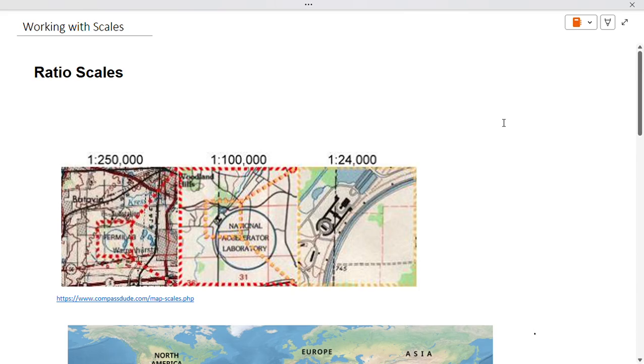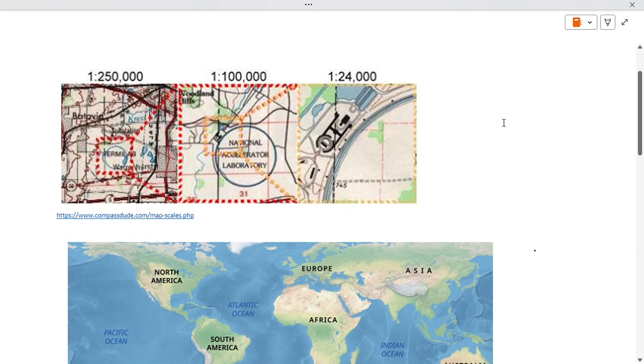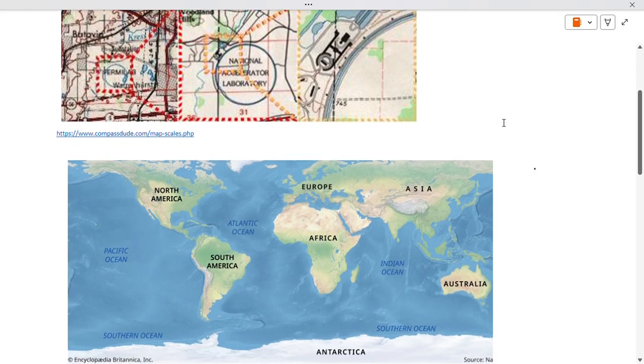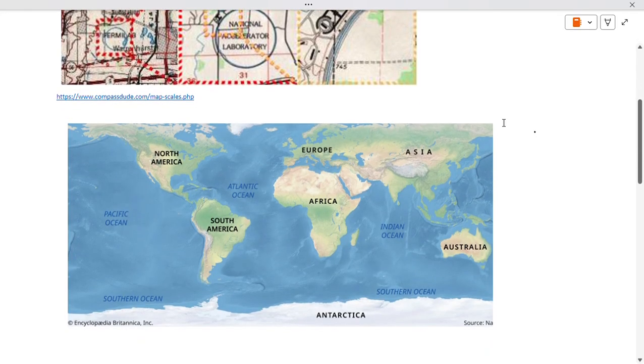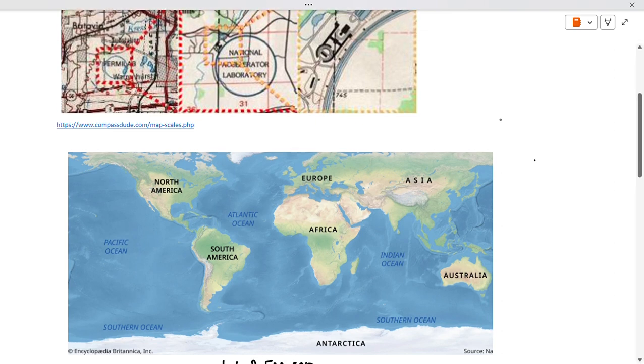Today I'm going to be going through working with scales. I'm going to look at two types of scales. The one is your ratio scale and the other one is your bar scale. So we're going to look at what is the difference between a scale of 1 to 250,000 and perhaps a scale of a world map, which could possibly be 1 to maybe 2,500,000. So I want you to look at what do we notice between the two.